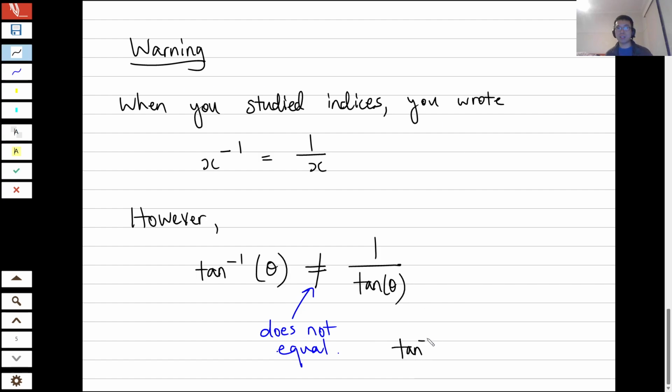In fact, tan minus 1 means inverse tangent. And really, I shouldn't write theta here because we don't put angles into the inverse tan. We normally write a number. So I'm going to call that number x. Okay? So just be aware, tan minus 1 does not mean 1 divided by tan. As long as you remember that, you're going to be fine.